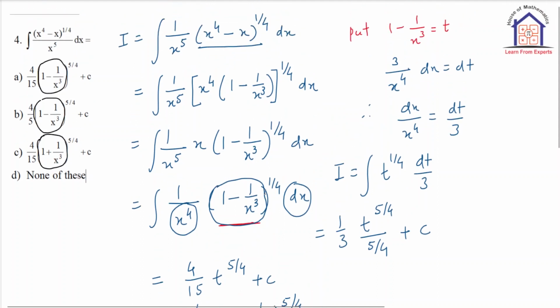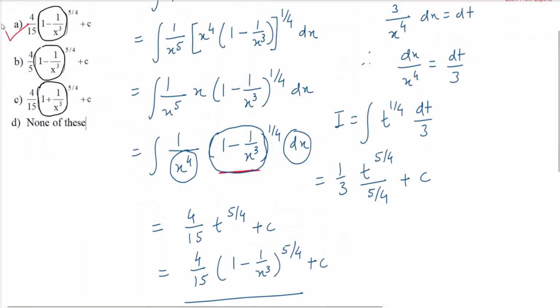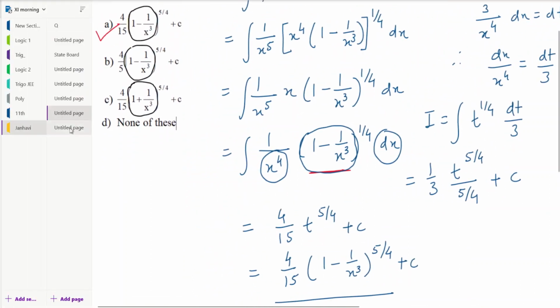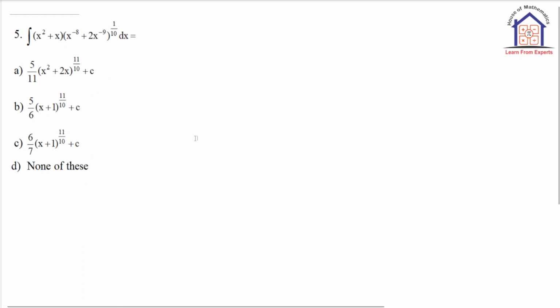So 4 by 15, 1 minus 1 by x cube to the power 5 by 4, first option is correct, right? So this is the question number 4. Now see the next question number 5 here. This question is integration of, let I be the integral.